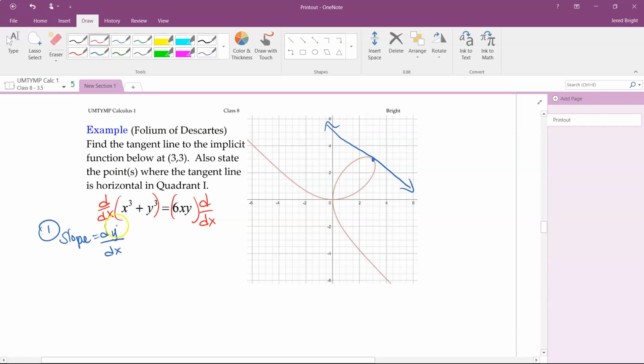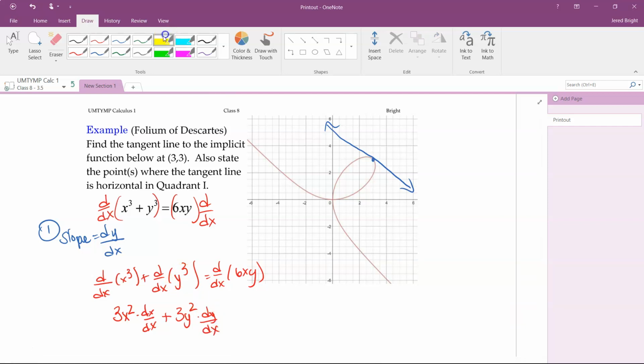There we go. So if I differentiate the left-hand side of the equation, maybe I'll just write it out: d/dx of x cubed plus d/dx of y cubed is equal to d/dx of 6xy. Differentiating the first one, I get 3x squared times dx/dx. If you don't want to write that, you don't have to. The next one, I can differentiate y cubed as normal, so 3y squared. But then I have to remember I differentiated y, it's not x, so I need to write dy/dx by the chain rule.